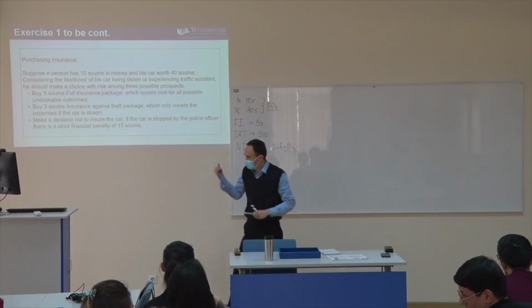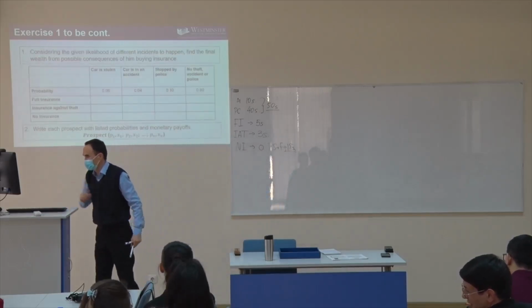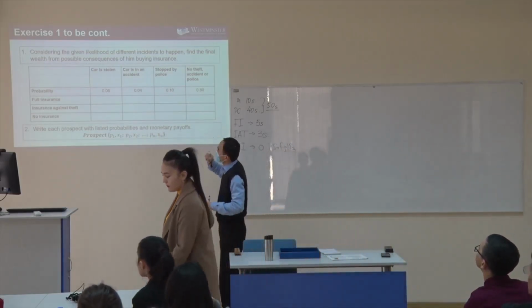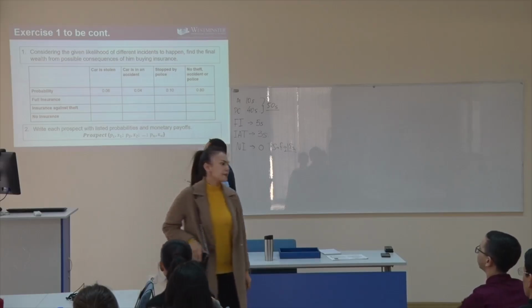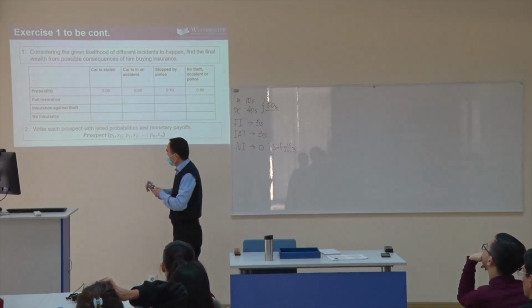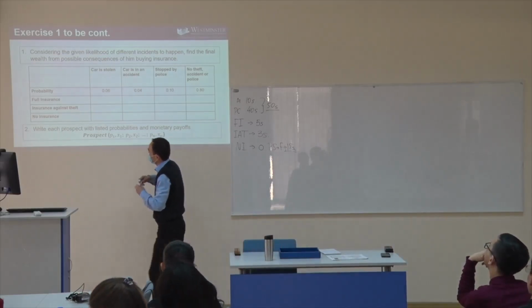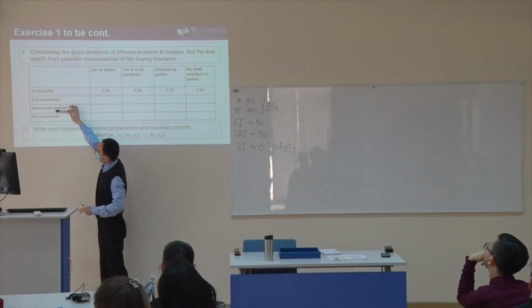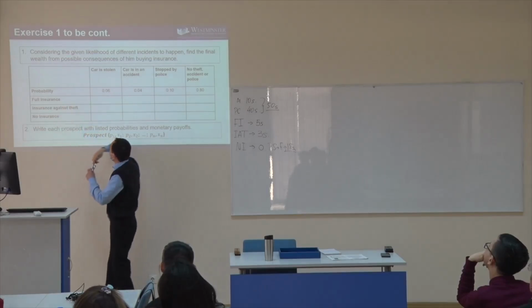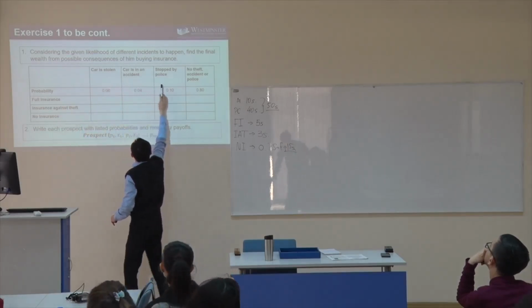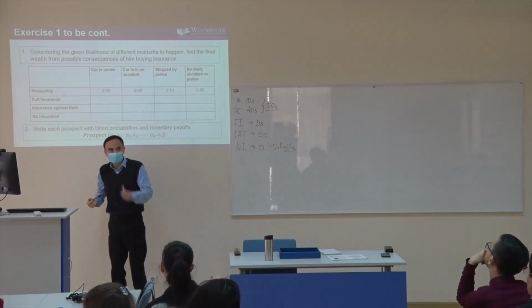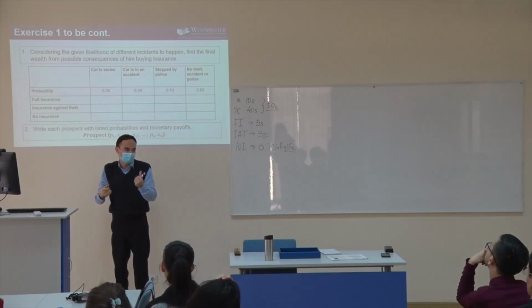Now let's start calculating things. All right. Considering the given likelihood of different incidents to happen, find the final wealth from possible consequences of him buying insurance. So now what you have to understand here, we are considering full insurance, insurance against theft, and no insurance cases, all right? And now we are considering 4 possible outcomes. If I am going to buy a car, there is one risk that the car can be stolen.